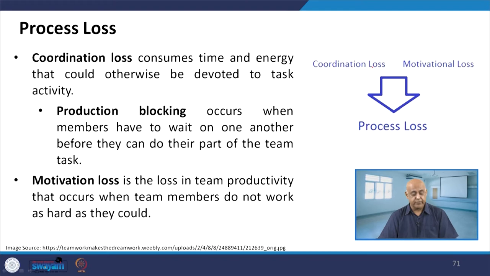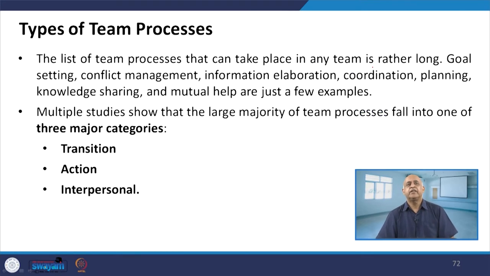Motivational loss is the loss in team productivity that occurs when team members do not work as hard as they could, right? And therefore, the team members who are supposed to work on that particular task with high motivation, but there is no motivation, as a result they will take time and their productivity will be affected. So, if there is a motivational loss, then ultimately there will be team process loss. So, whenever the coordination loss and motivational loss are there, ultimately what is that? That is affecting the overall gain of the team building.